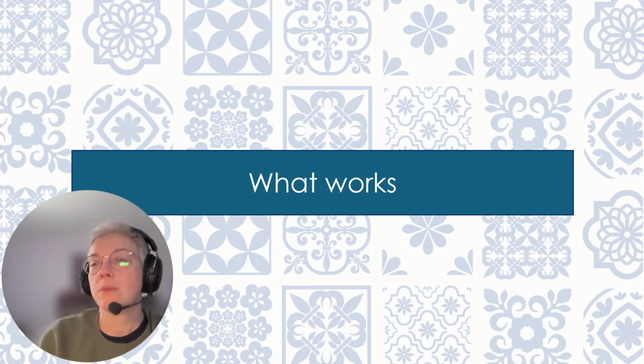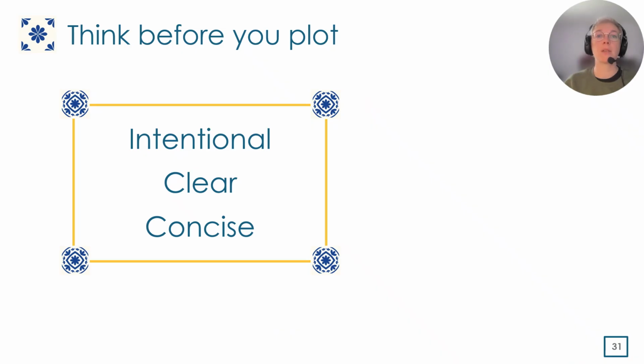Okay, so we've gone through a lot of what doesn't work. So what works then? Well, again, we go back to this idea that graphs need to be intentional. They shouldn't be misleading. They need to be honest. They need to be intentional. They need to be clear, and they need to be concise.